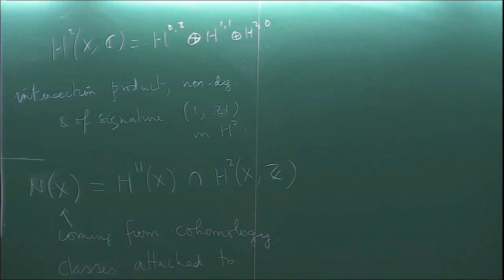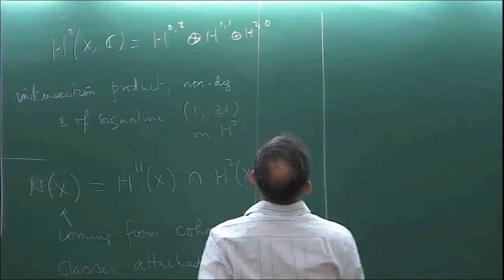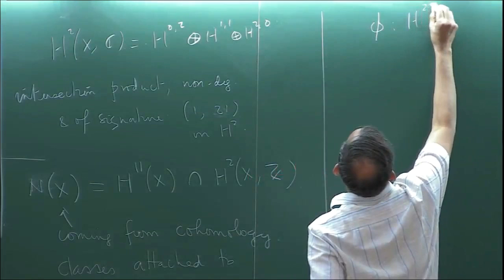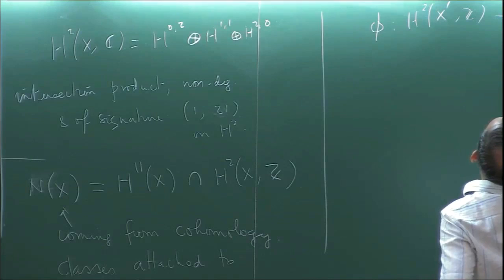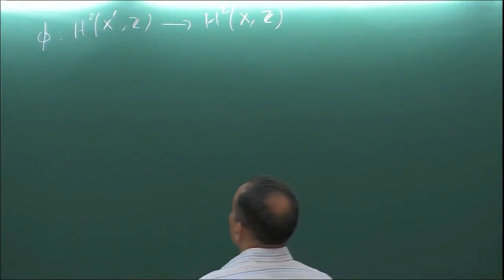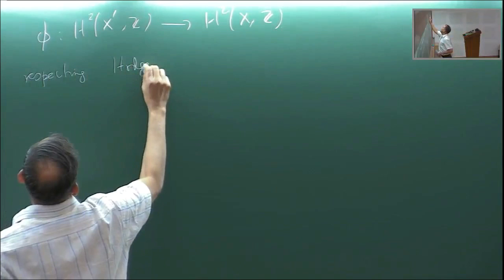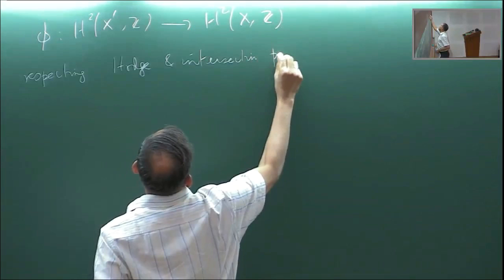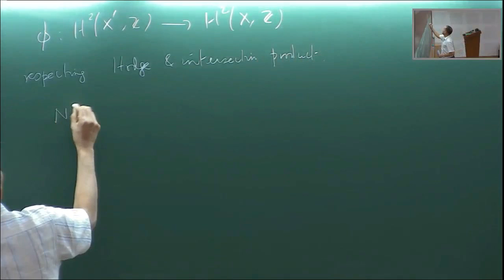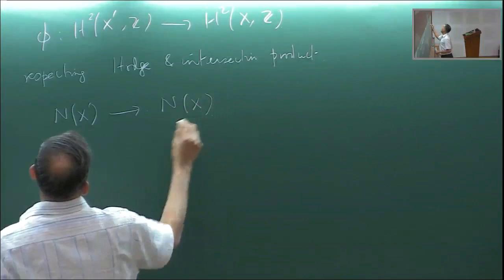Because of Hodge, so this is the algebraic classes. Now what we are going to assume is there is a map phi from, say, H2(X', Z) to H2(X, Z), where X and X' are two K3 surfaces, which respects the Hodge structure and intersection product. So then it gives you a map from NS(X') to NS(X). Right, phi sends NS(X') to NS(X).